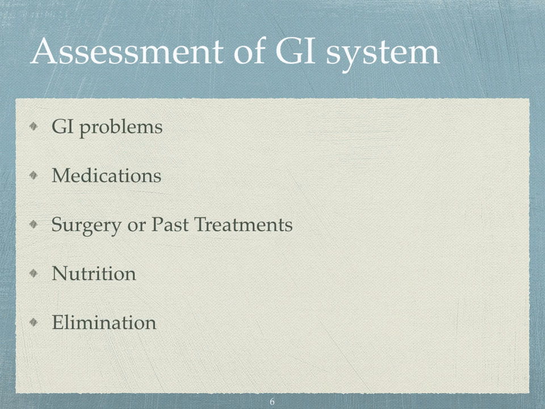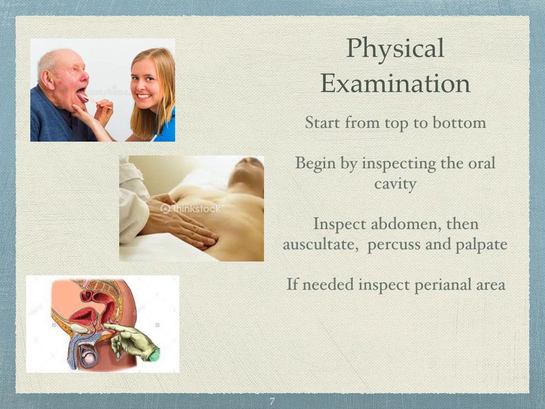If we feel like we have gathered enough subjective evidence, we are going to move on to objective. So we need to conduct a physical examination. I personally would start from top to bottom, but of course it depends on the patient and you might have to just do a focused assessment, hit the ground running. So if you were doing it top to bottom, I would start by inspecting the oral cavity.